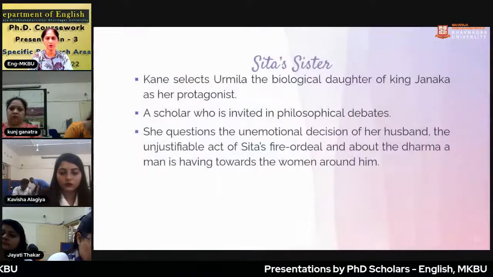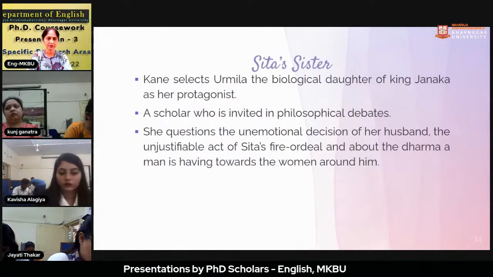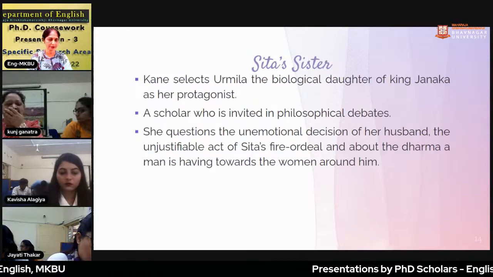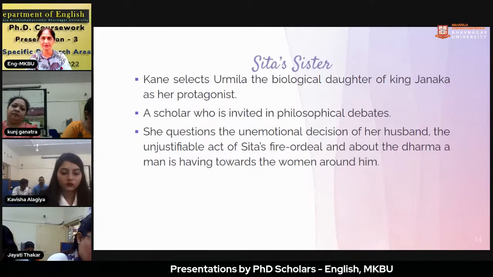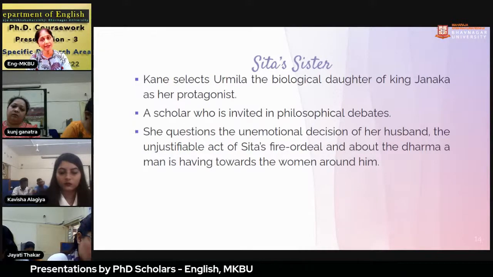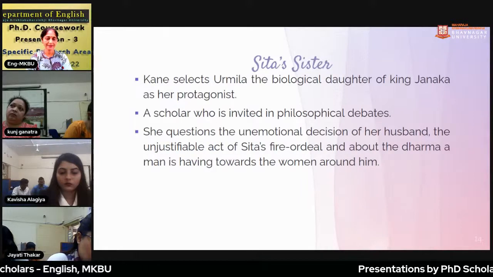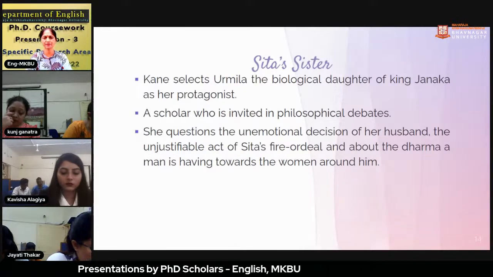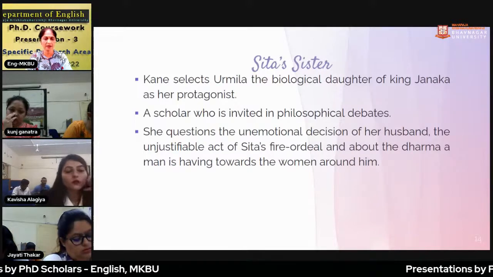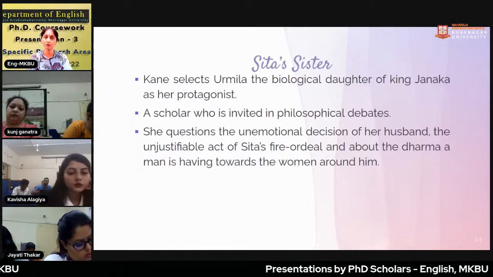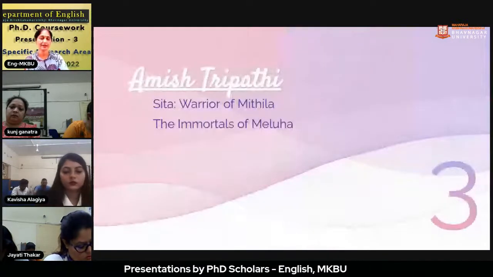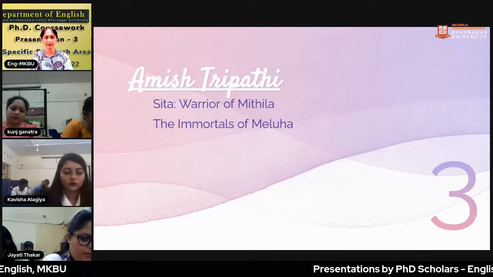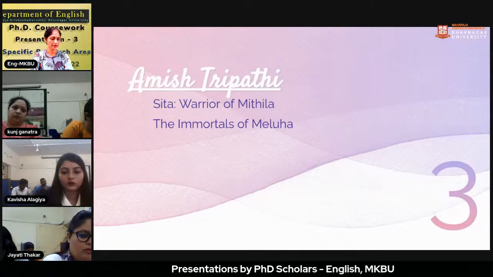Another novel that I have taken is Sita's Sister, where Kane selects Urmila, the biological daughter of King Janak, as her protagonist. Urmila is a scholar who is invited to philosophical debates, and she questions the unemotional decision of her husband, the unjustifiable act of Sita's fire ordeal, and the dharma a man has towards the woman around him. So this is how she questions. That is very important. The question should be there. And if one feels injustice, he or she can raise their voice, especially her voice.